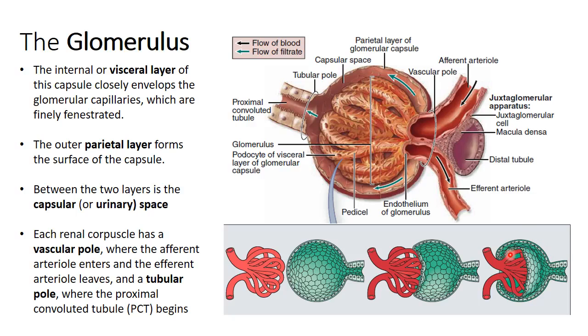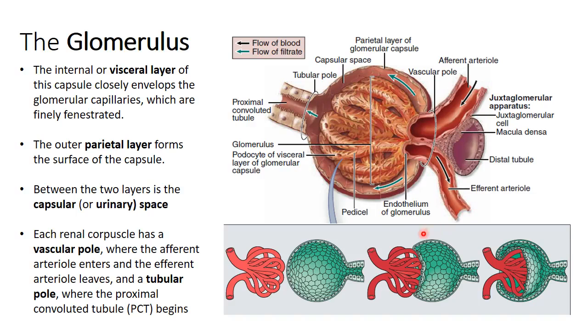layer of the capsule. So, Bowman's capsule is this spherical structure, and it is composed of two layers. We have the internal layer, or visceral layer, that closely envelops the glomerular capillaries, and we have the parietal layer that forms the surface of the capsule. Between these two layers, we have this space here, and it's called the capsular space or urinary space.